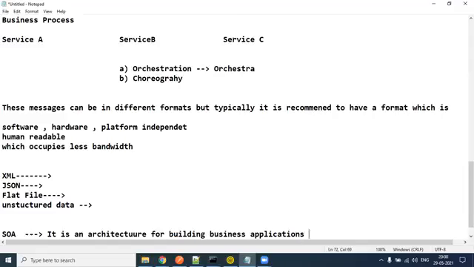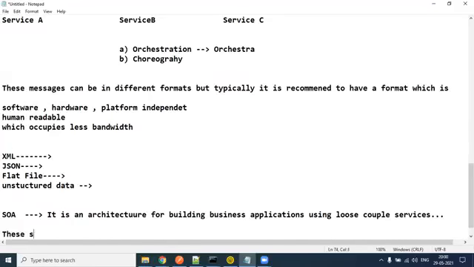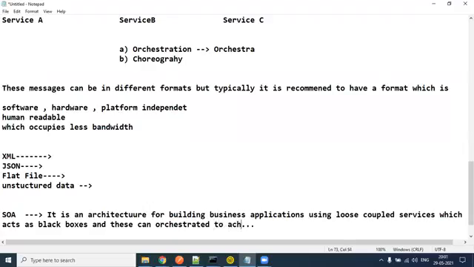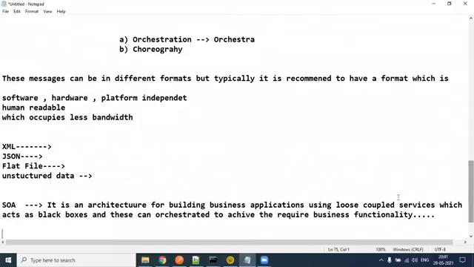It is an architecture for building business applications using loosely coupled services. These services act as black boxes, and these can be orchestrated together to achieve the required business functionality. So what I'm trying to say is SOA is an architecture that lets you develop business applications using loosely coupled services.